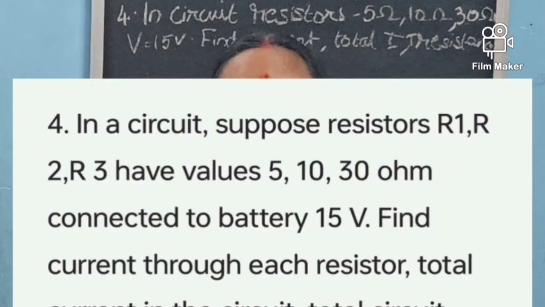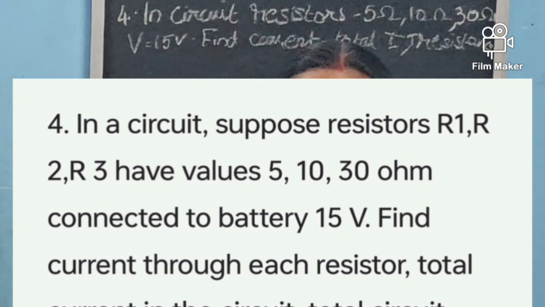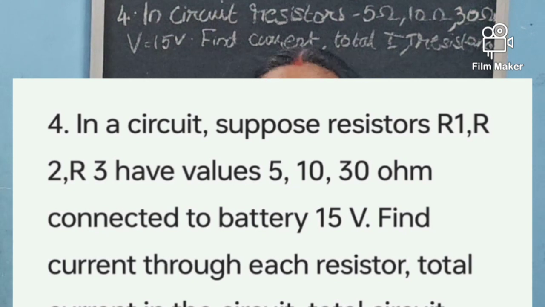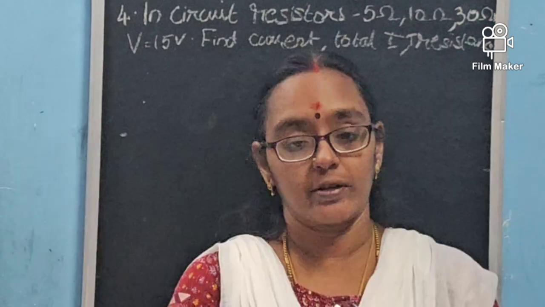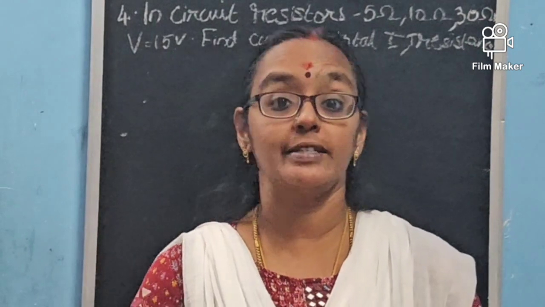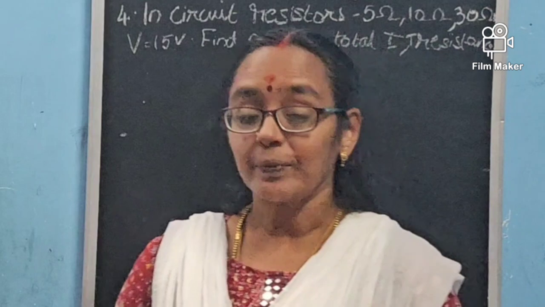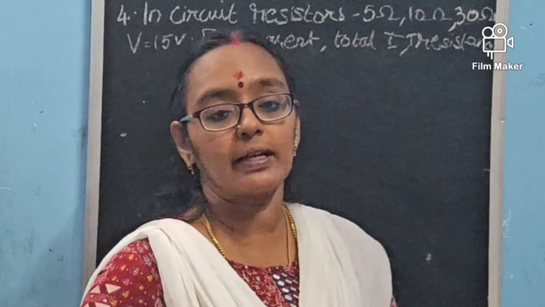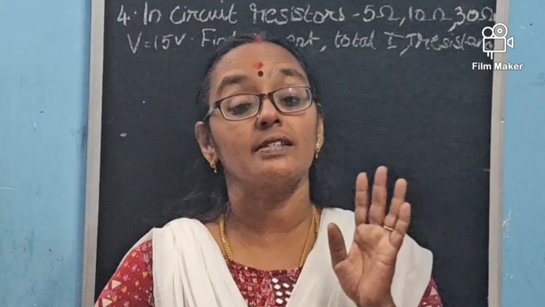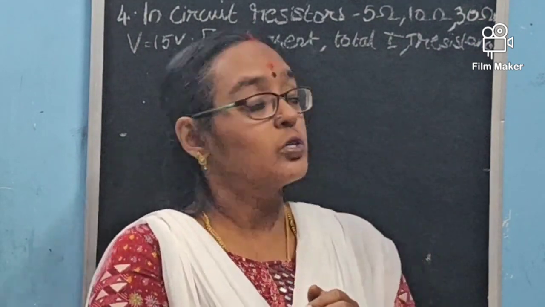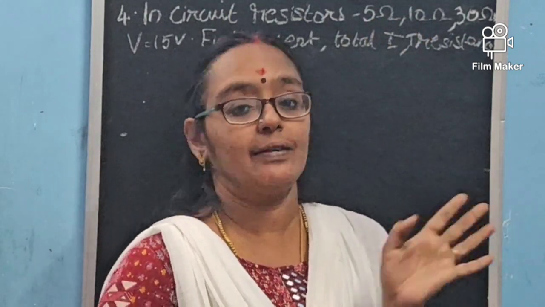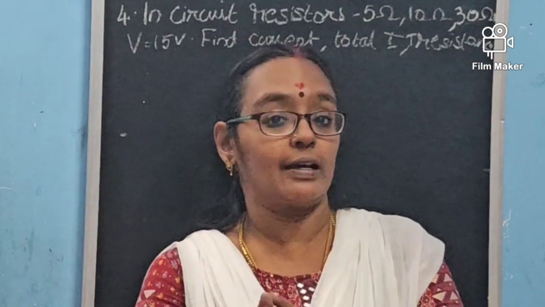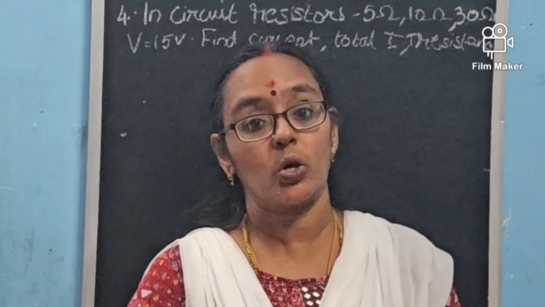In a circuit, suppose resistors R1, R2, R3 have values 5 ohm, 10 ohm, 30 ohm connected to a battery of 15 volt. Find the current through each resistor, the total current in the circuit and the total circuit resistance. This problem seems to be a little big one, but it is very easy to solve. See what they have given. They have given three things. Resistance: 3 resistances have been connected to a circuit. So what are the resistances? 5 ohm, 10 ohm and 30 ohm.